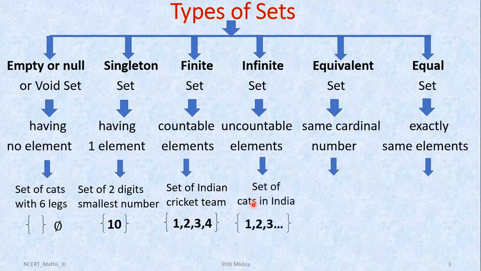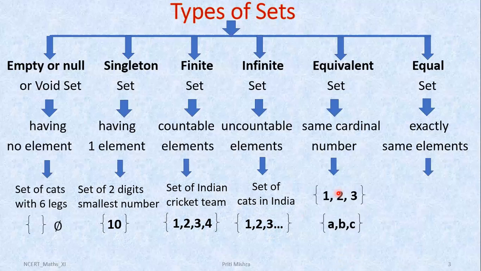Now the next one is infinite set. Meaning if we are not able to count the number of elements in a set. If I ask you to write down a set of cats in India, you can't count all the cats in India. That's why this is an infinite set. The set of natural numbers 1 2 3 goes up to infinity. That's why the set of natural numbers, set of real numbers, and set of irrational numbers are all infinite sets. If I ask you to write down a set of all trees in India, then it will be an infinite set, because we can't count all the trees in India. So all these are infinite sets.